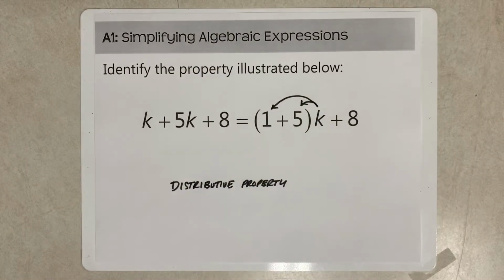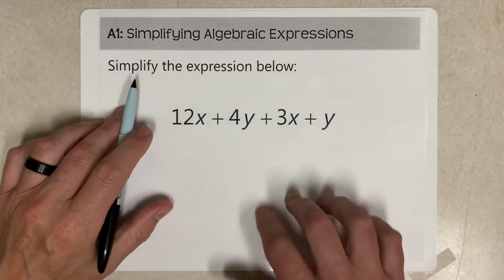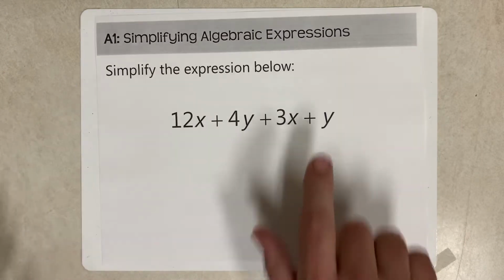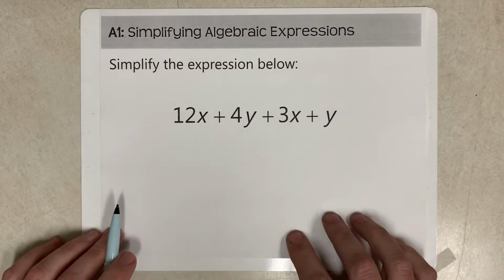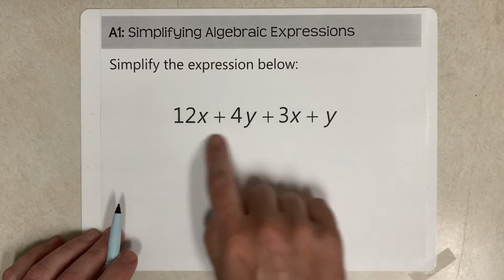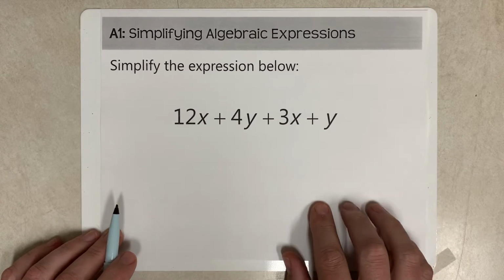So that's the distributive property. All right, let's look at some examples now where we have to actually simplify some expressions. When they ask you to simplify an algebraic expression, what they're asking you to do is remove parentheses and combine like terms. We have no parentheses here, so we don't really have to worry about parentheses for this one, but we do have like terms.